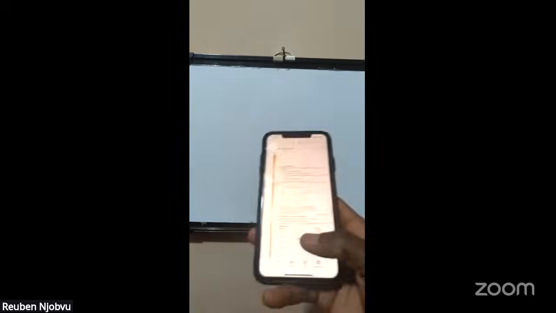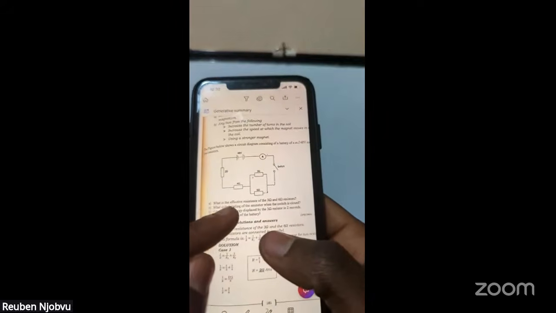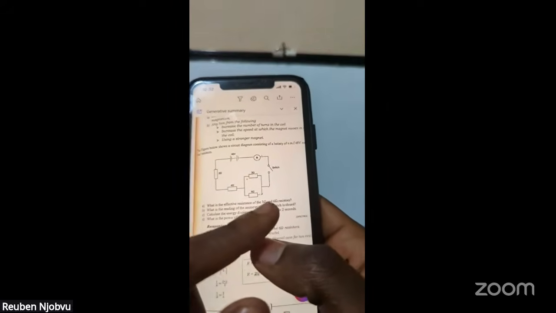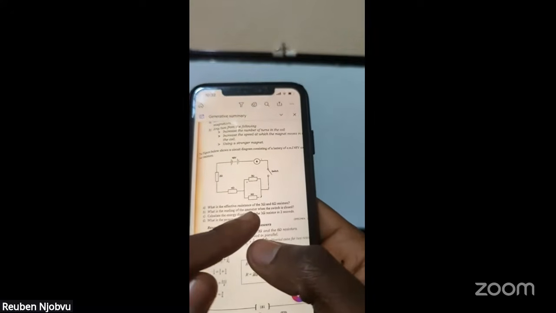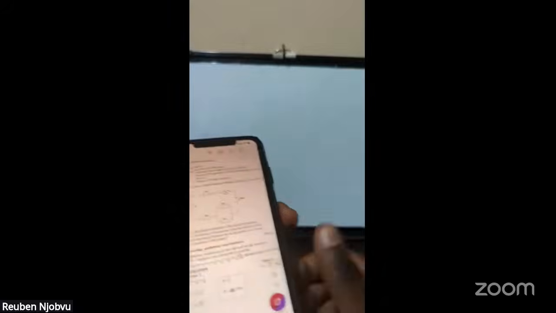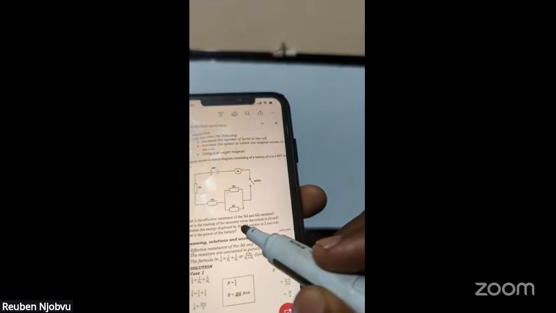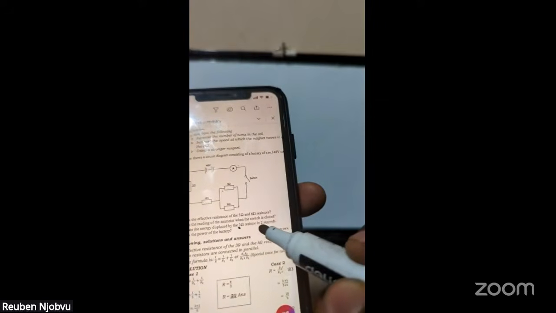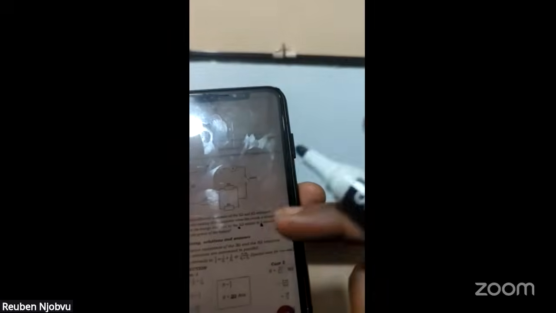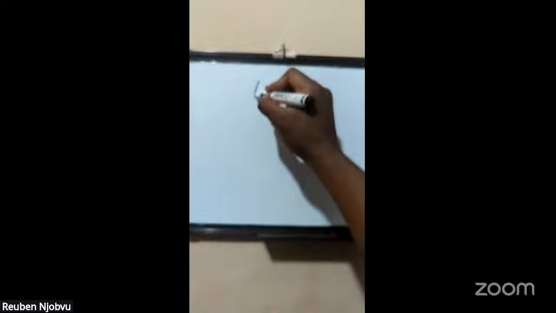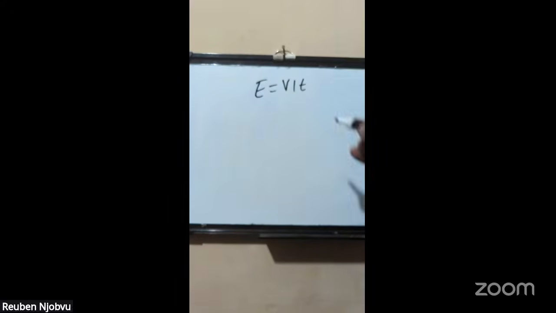Next question. So we're done finding the reading of the ammeter. We found it's 6 amps. Calculate the energy dissipated by the 3 ohm resistor in 2 seconds. So energy is equal to voltage times current times time.